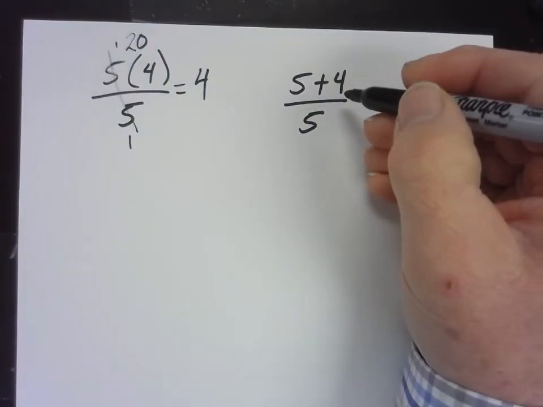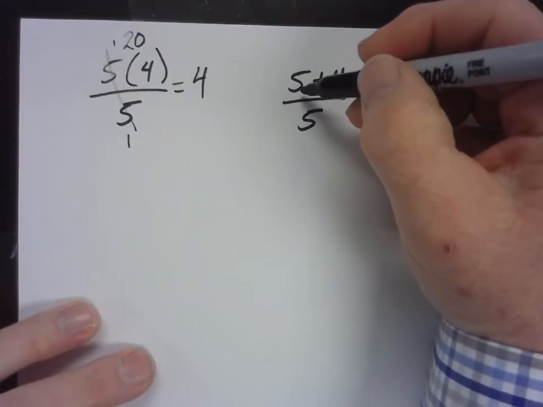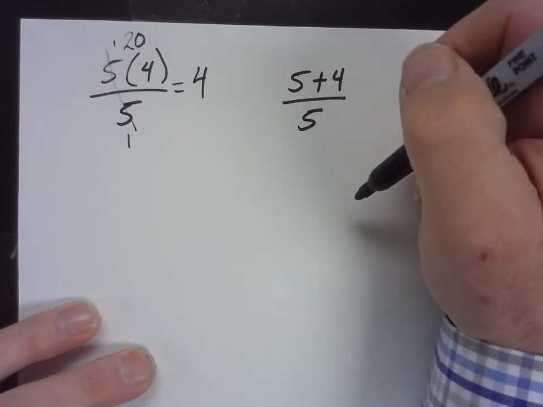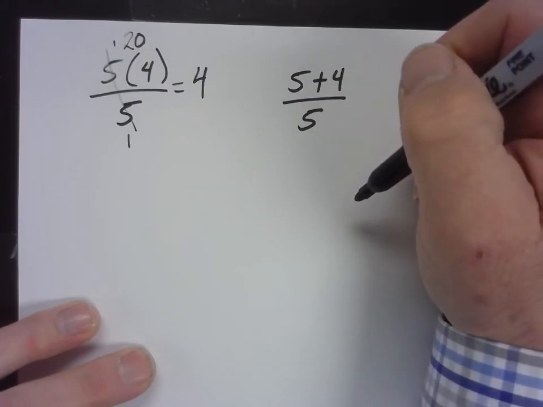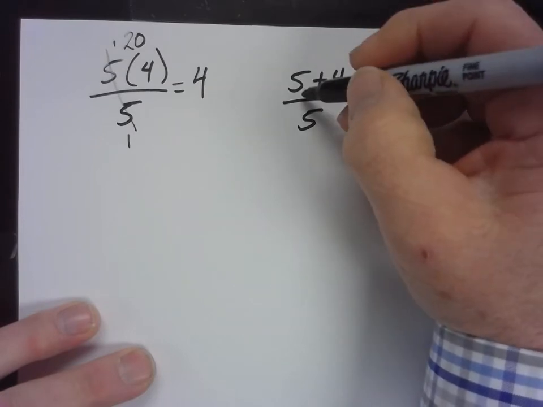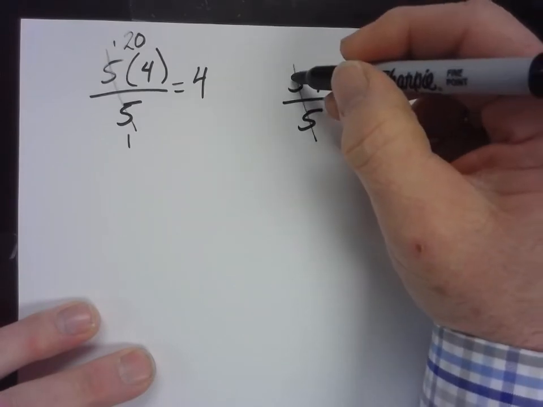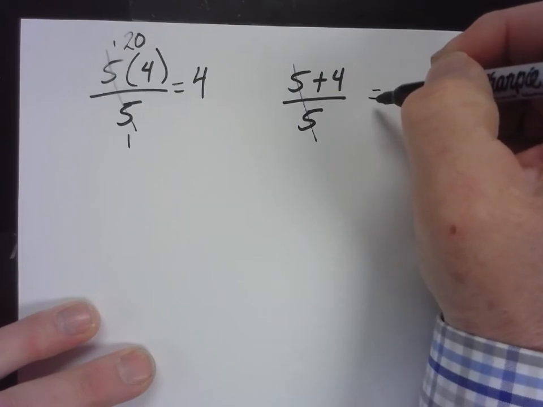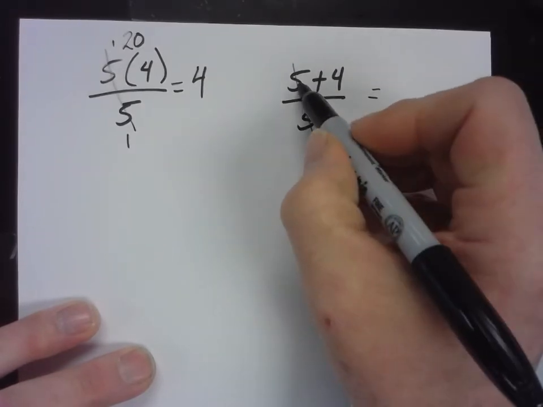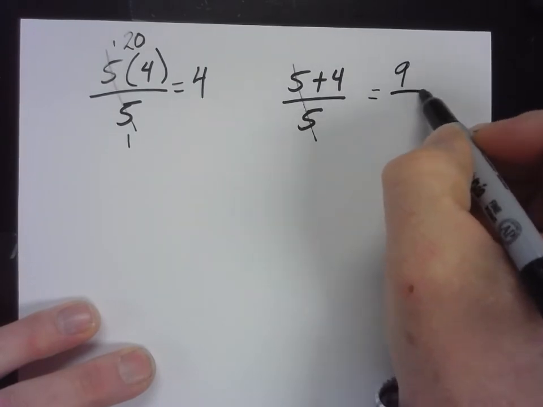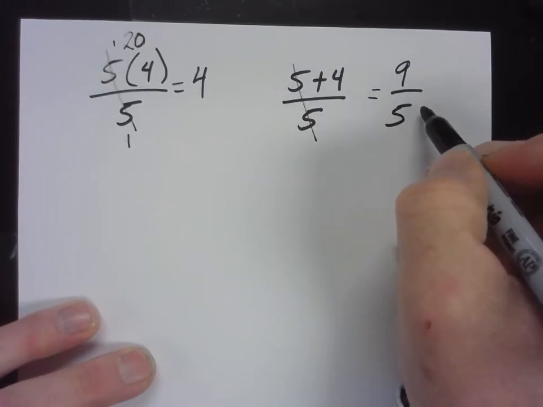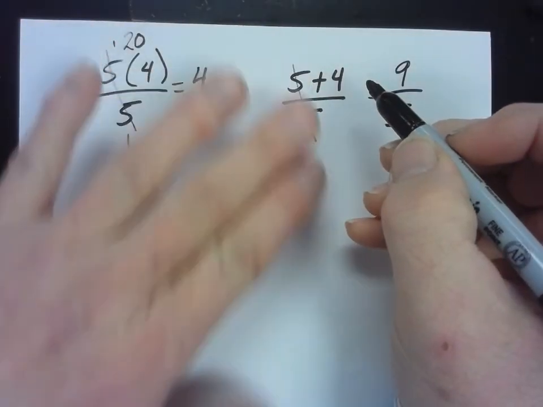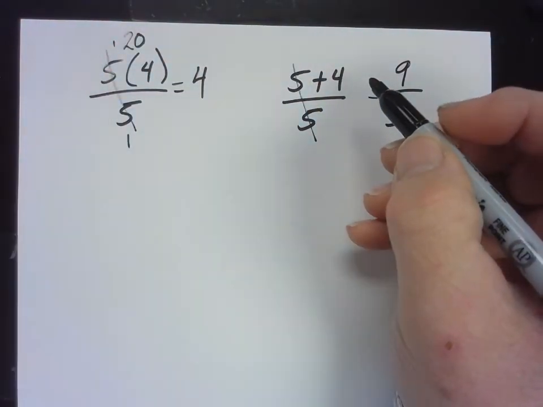Let's come over here. Can I just cancel the 5s? No. I can't just cancel the 5s. I mean, if I did cancel them, would they be 1s, and then would it be 1 plus 4 is 5? Would that be correct? No. 5 plus 4 is 9, and 9 divided by 5 is definitely not the same as just 4 or 1 plus 4, is it? Can't be both ways, can it?